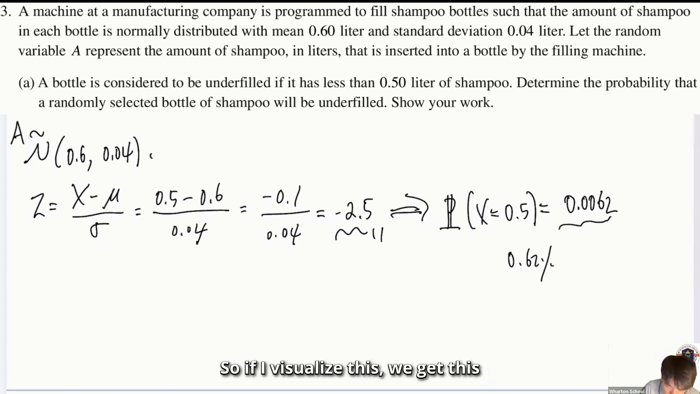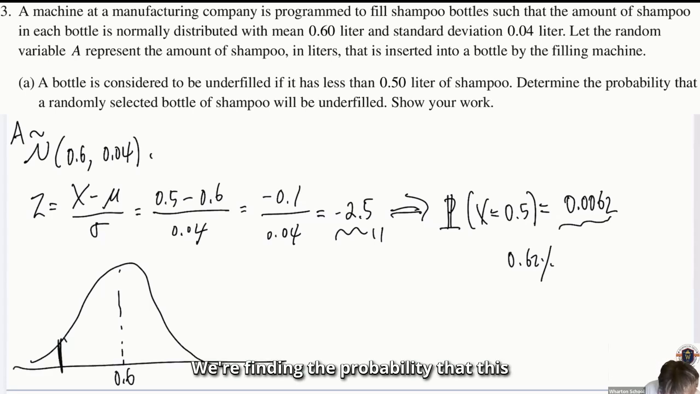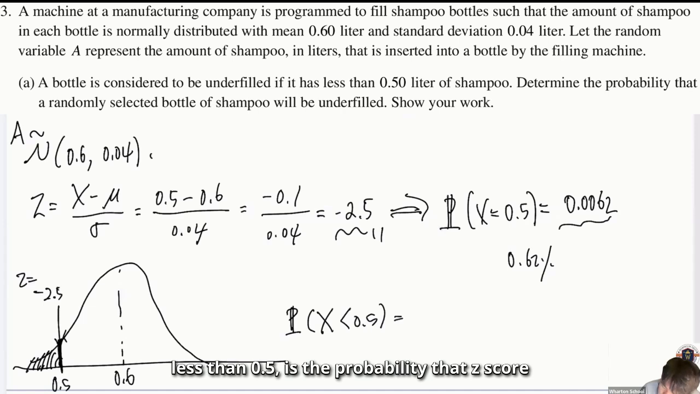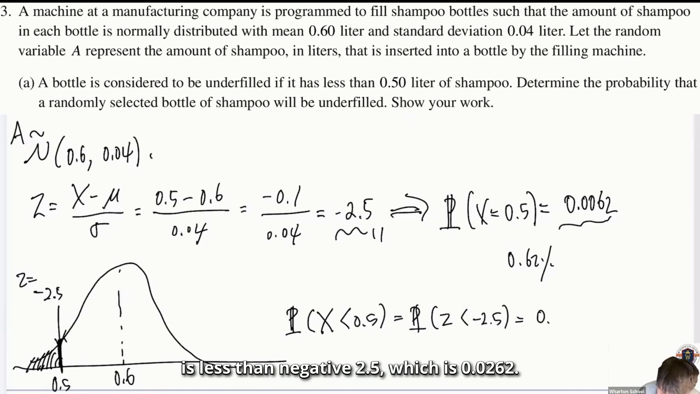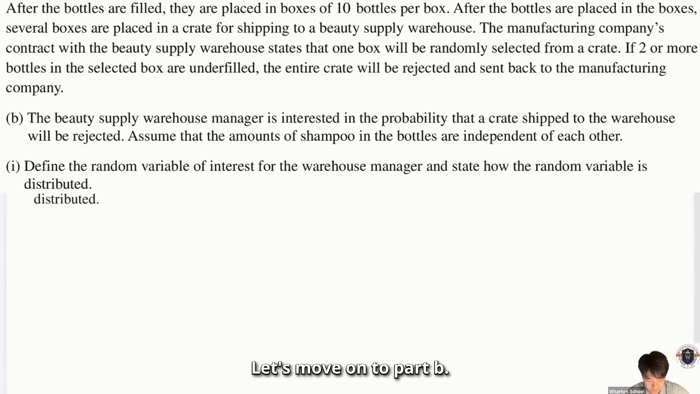If I visualize this, we have a normal distribution with mean 0.6. We're finding the probability that the bottle is less than 0.5, and this point is a z-score of negative 2.5. Again, the probability that the shampoo is less than 0.5 is the probability that the z-score is less than negative 2.5, which is about 0.0062. Okay, so let's move on to part B.